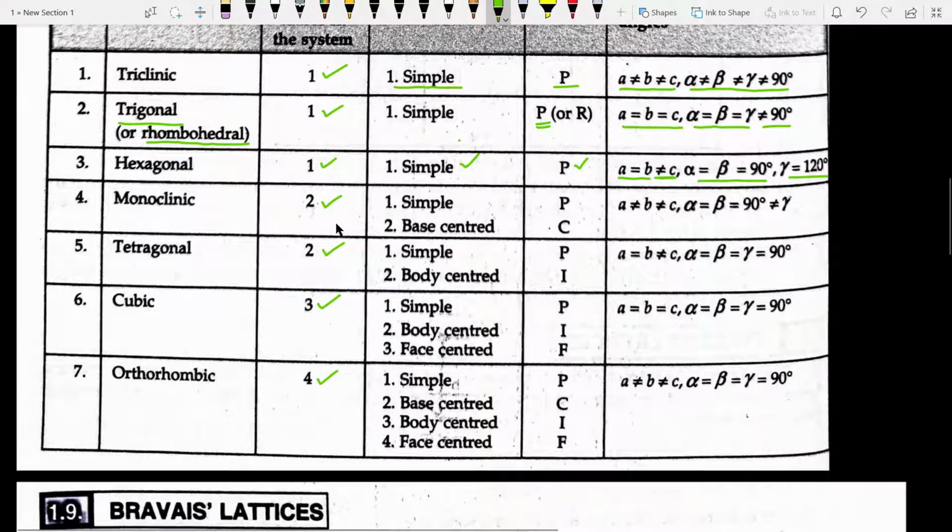Next is monoclinic. They are 2: simple and base centered. Simple means that all the atoms are present at the corners. In base centered, an atom is present at the center of the base. All the 3 repetitive vectors along the 3 axes are not equal. 2 angles are 90 degree, the third angle is not equal to 90 degree.